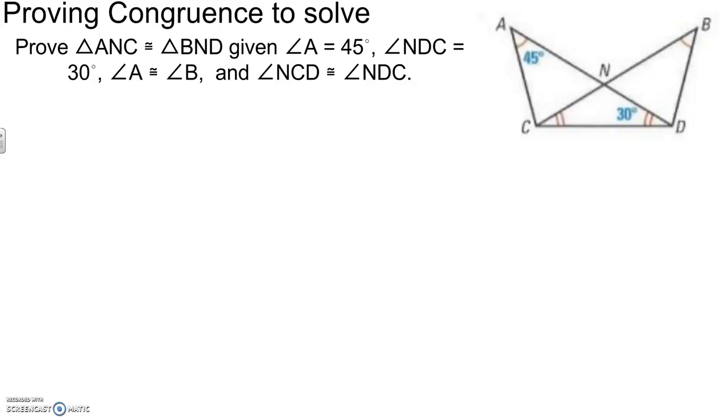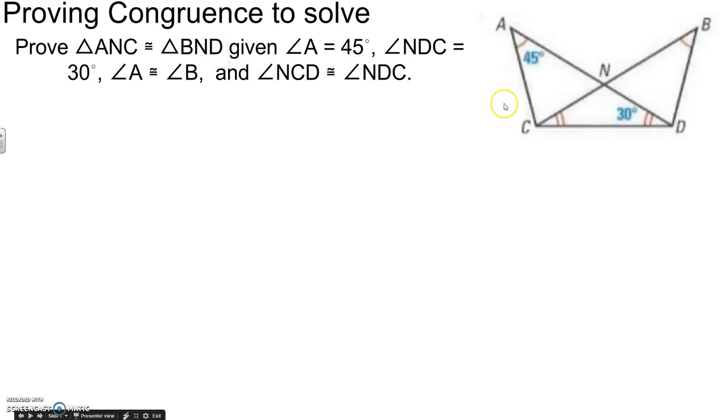Proving congruence. This is where we're going to start to get the idea of writing informal proofs and then move from there to our formal two-column proofs. So if I want to prove that triangle ANC is congruent to triangle BND, N is the same point in both of these in the middle here, so I list that order.